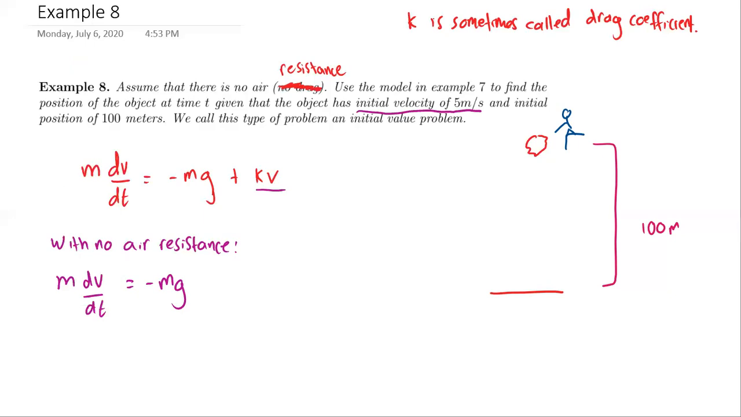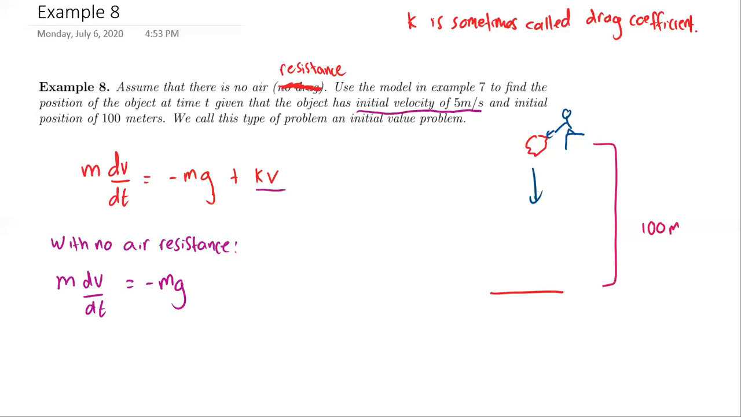In fact, what this person did is he or she, whatever pronoun this person is using, pushed it downwards, so kind of threw the rock down with a velocity of 5 meters per second. So that's what's happening. That's what initial velocity means.